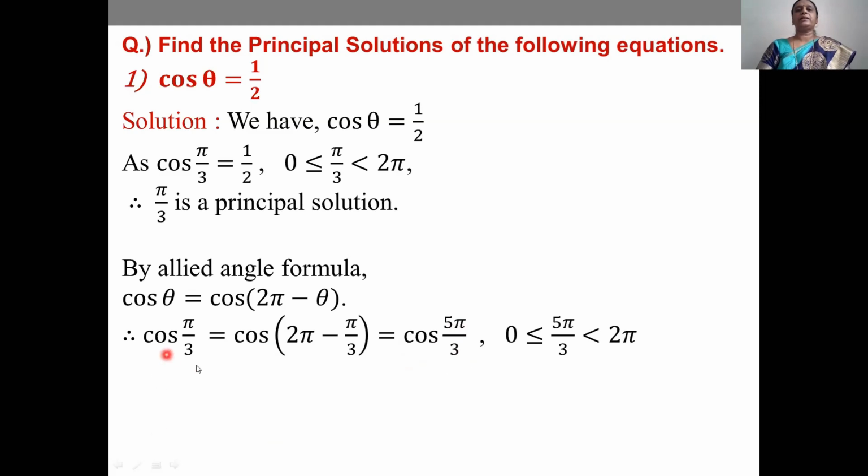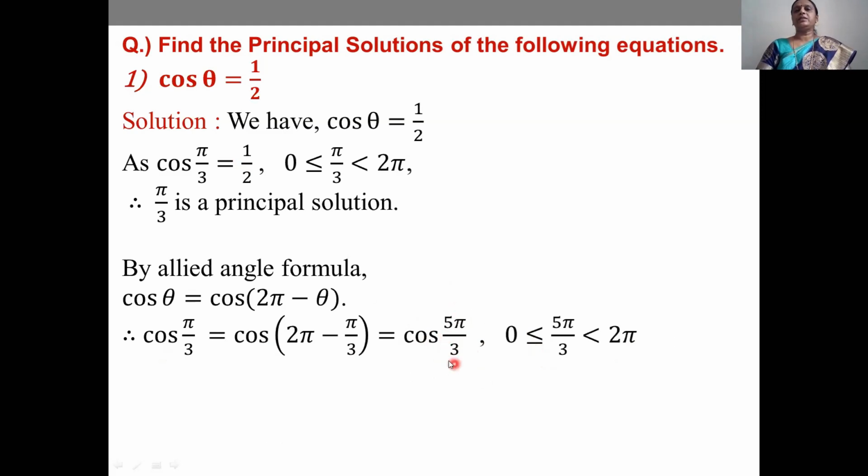Now, cos pi by 3 and cos 5 pi by 3 are equal, meaning cos 5 pi by 3 also has the value half. Therefore, at the angle 5 pi by 3, we get the value of cos theta as half. Now, this is our second principal solution. But first we have to check whether this lies in the interval 0 to 2 pi or not. Therefore, convert this 5 pi by 3 into degrees.